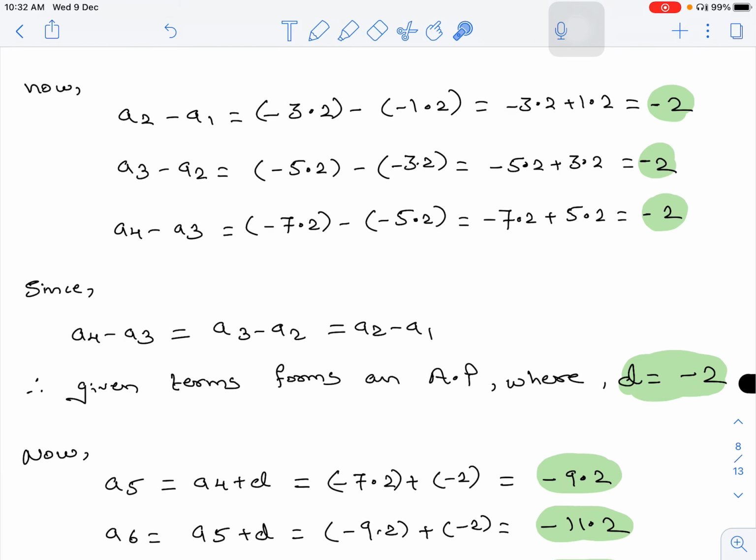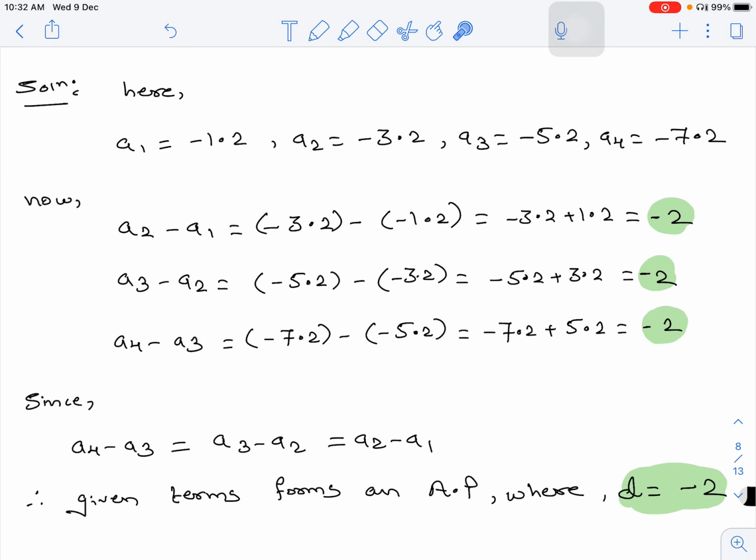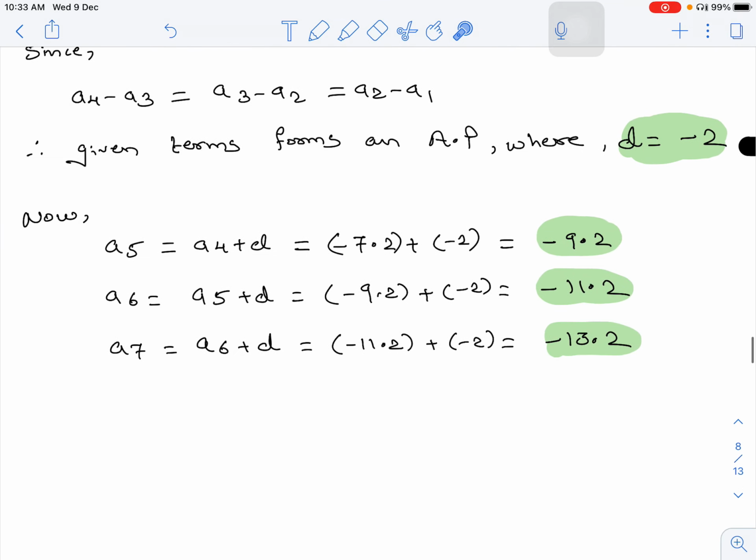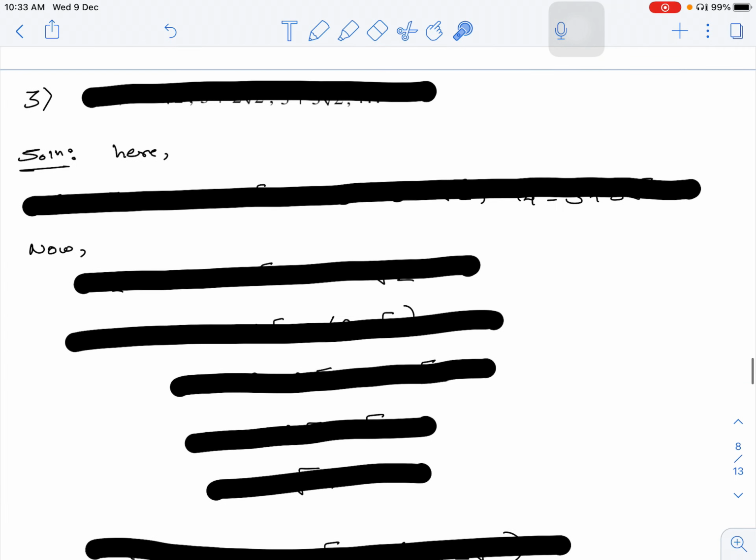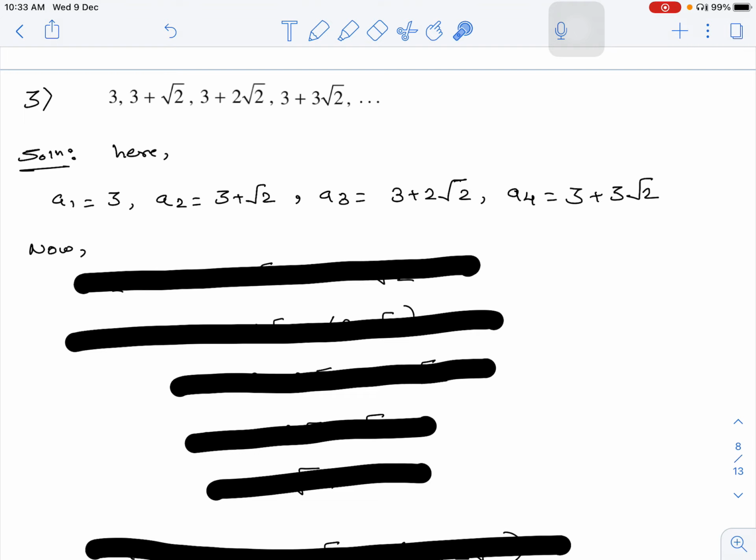how to check whether the given list of numbers forms an AP or not by finding the difference. And after that, we can find the next terms also. Let us consider one more example. Now here in this example the terms are 3, 3 plus root 2, 3 plus 2 root 2, 3 plus 3 root 2 and so on. Okay. Again the same condition, same steps we have to follow.